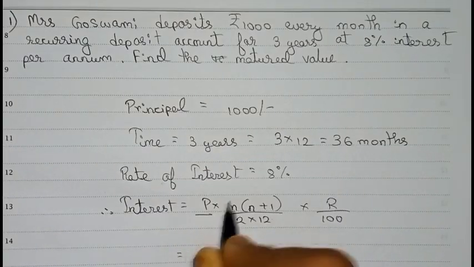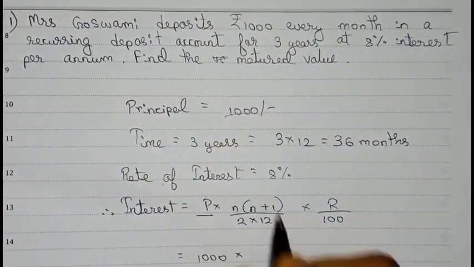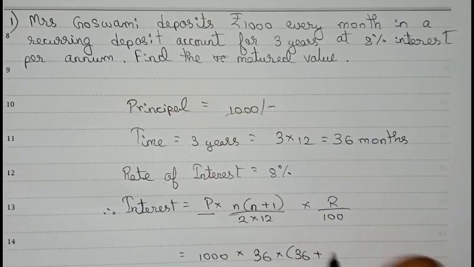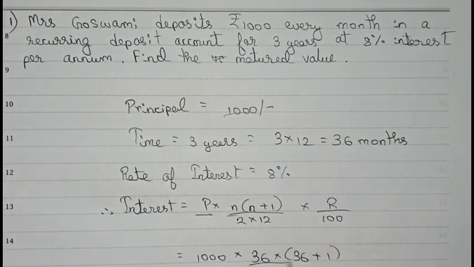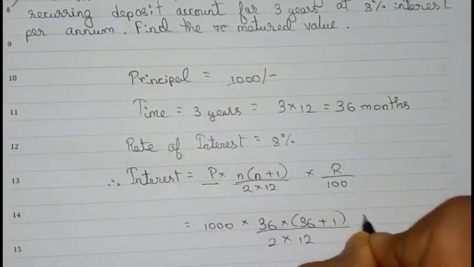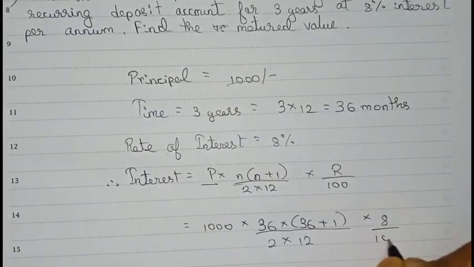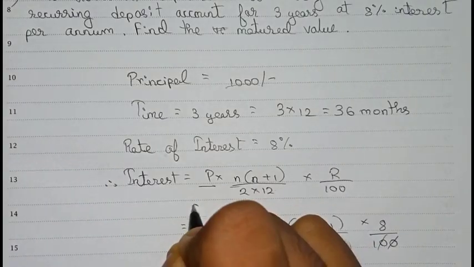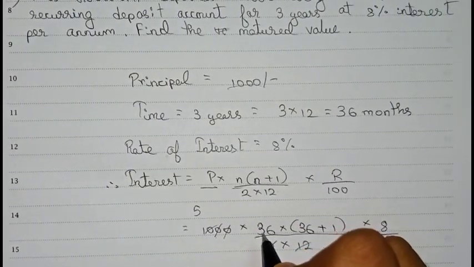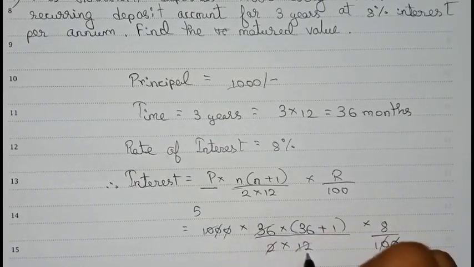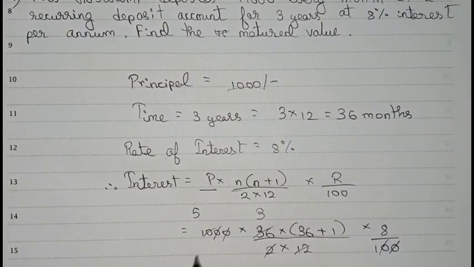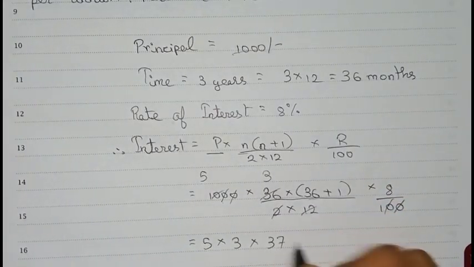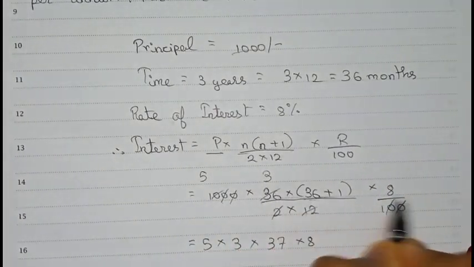So put down the values. Principal is 1000 multiplied by n, n is 36, multiplied by 36 plus 1 by 2 into 12 into r by 100. R is our 8. So we cut the zeros first. Now we cut 2 and 10, it will become 5. 12 and 36 we cut, it will become 3. So it becomes 5 into 3 into 36 plus 1, 37, multiplied by 8.